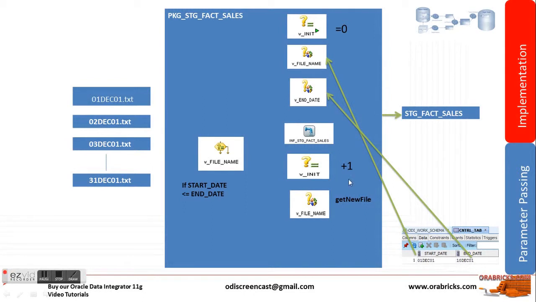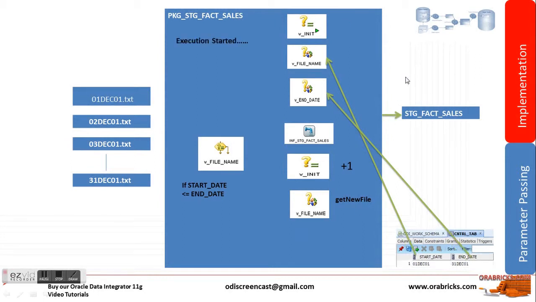So what is the start date initially? 01 December 01. But what is the end date? 10 December 01. But after increment, what is my start date? 02 December 01. So 02 December 01 is still less than or equal to 10 December 01, right? So our loop will continue.